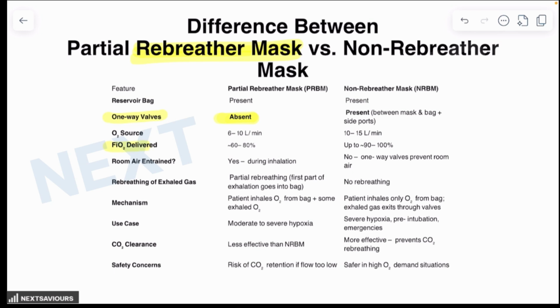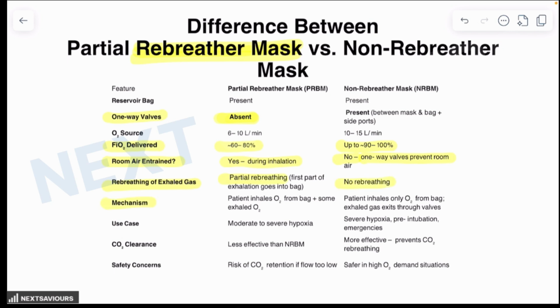The FiO2 delivered over here will be around 60 to 80 in case of partial, but it will be around 90 to 100 in case of non-rebreather. Is there an entry of room air also? Yes, during inhalation. But here there is no room air entry because of the presence of the one-way valve. Rebreathing of the exchanged gases, yes, partial rebreathing happens, but there will be no rebreathing here.